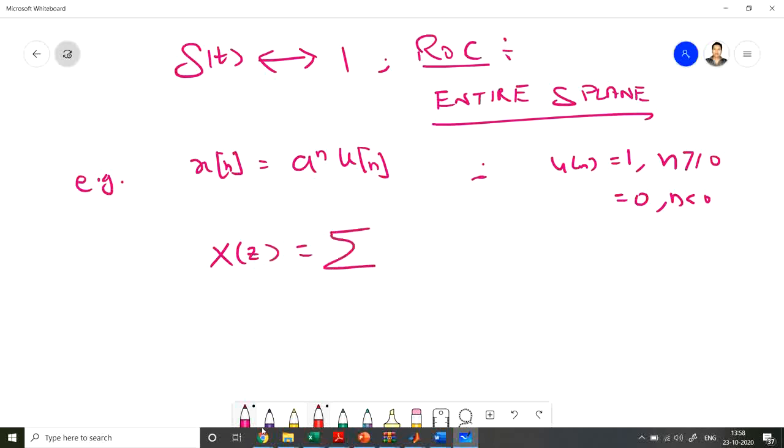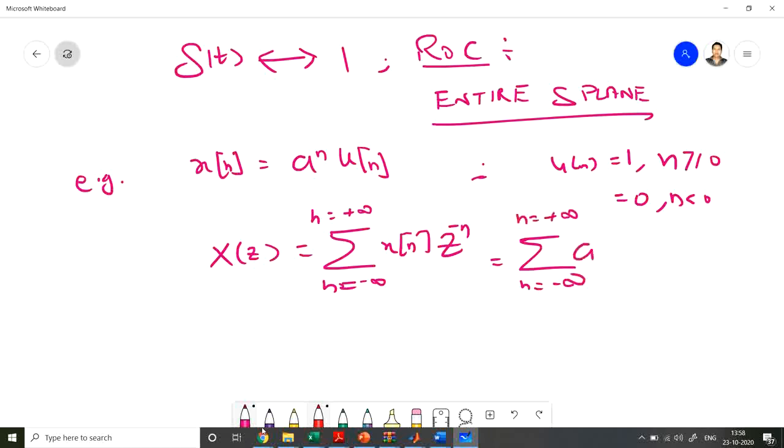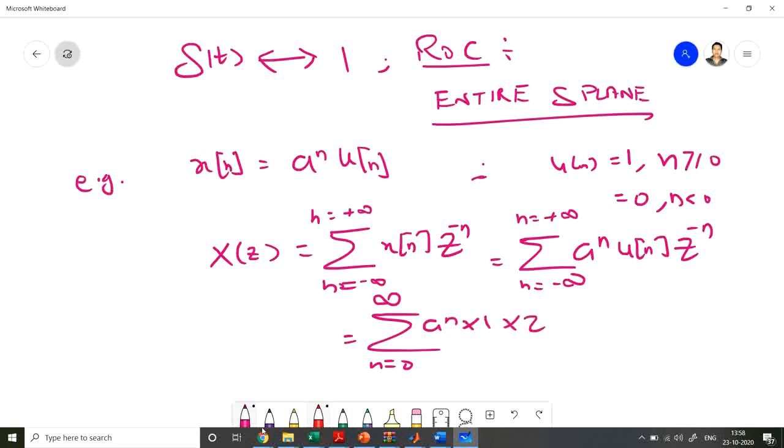Of course, the summation goes from n equals minus infinity to plus infinity of x[n] z raised to the power minus n, and it equals the summation of a raised to the power n u[n] z raised to the power minus n. It will go from n equals 0 to infinity of a raised to the power n into 1 into z raised to the power minus n, which equals the summation from n equals 0 to infinity of (a z inverse) raised to the power n. Now let us discuss this series expansion.